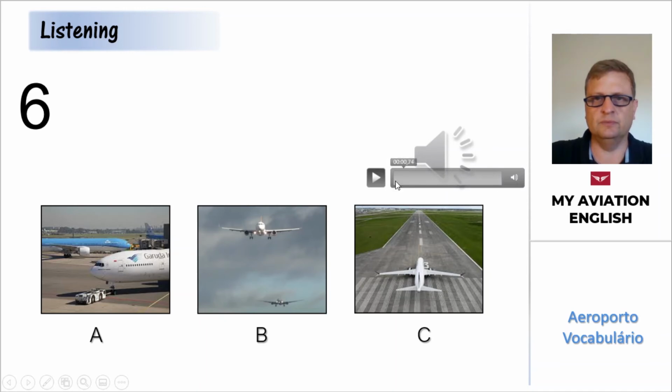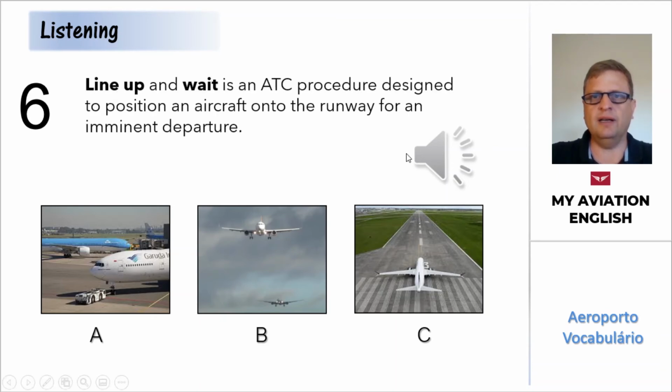6. Line-up and wait is an ATC procedure designed to position an aircraft onto the runway for an imminent departure. Então, se trata do A, do B ou do C? Vamos lá, então. Agora leio com o auxílio do texto.